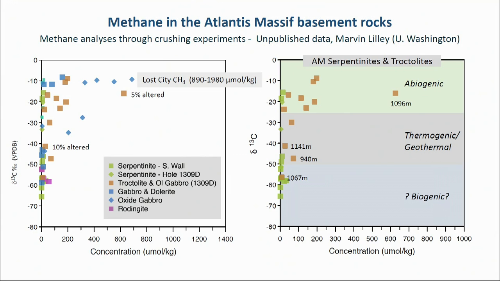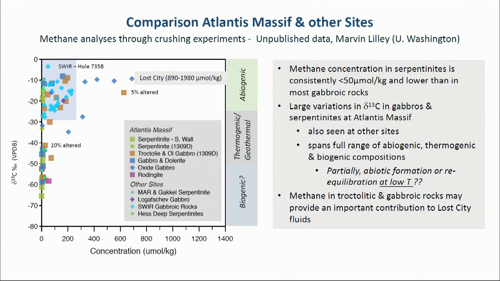We've also measured some of the samples that were drilled in the central dome of the Atlantis Massif, troctolites that come from depths below 1,000 meters. If we compare this data to, we also have done some Southwest Indian Ridge samples, and the gabbros there plot at the relatively heavy or high end of the delta C13, but also in a concentration range similar to the gabbroic rocks at the Atlantis Massif.